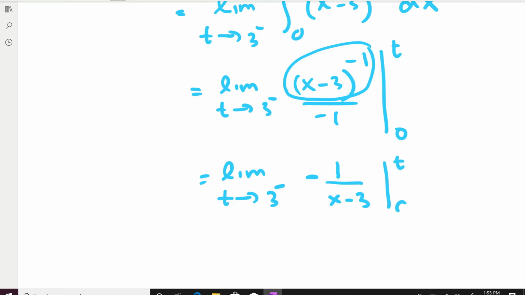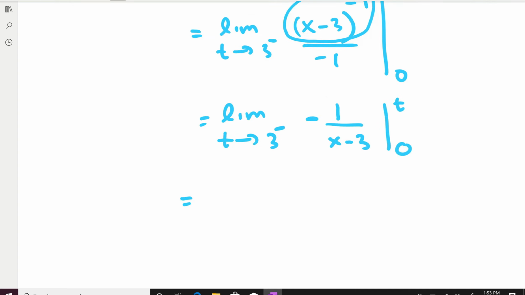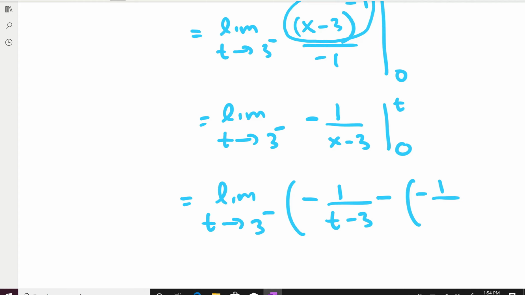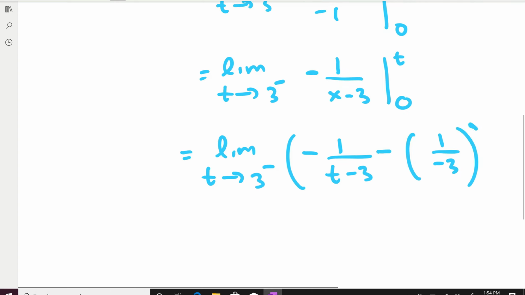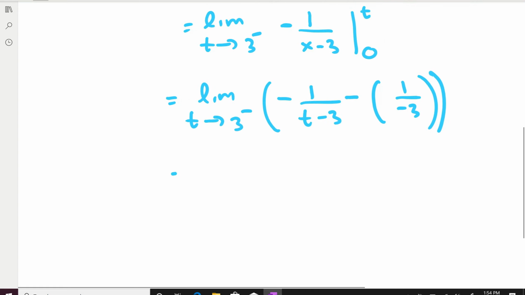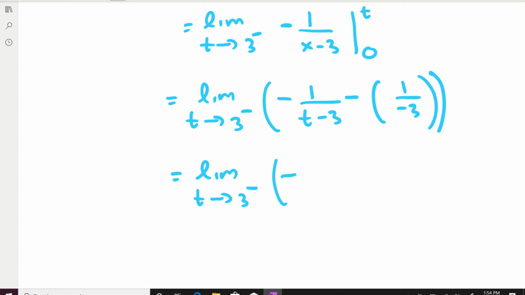Now we want to evaluate at t and 0, the limit when t approaches 3 from the left. If you plug in t, it's negative 1 over t minus 3, minus negative 1 over, if you substitute 0, it's 0 minus 3, it's minus 3. Okay, right, now let's see what we get. So it's the limit when t goes to 3 from the left of minus 1 over t minus 3 plus 1 over 3. Okay, let's see what we get.